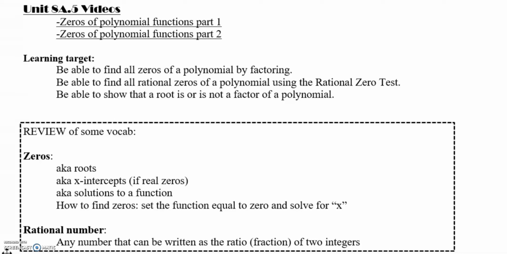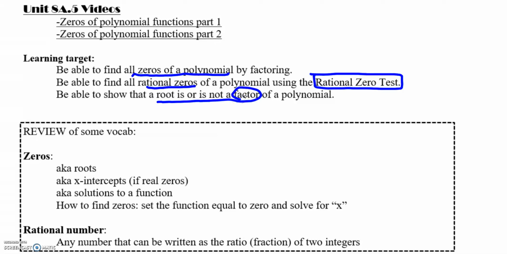The goals of this particular video are to find all the zeros of a polynomial, and so we're going to be focusing on polynomials of degree higher than 2, be able to find all rational zeros of a polynomial using something called the rational zero test, and then also again to be able to show that a root is or is not a factor of a polynomial. And from earlier videos, this means that it has a remainder of 0.